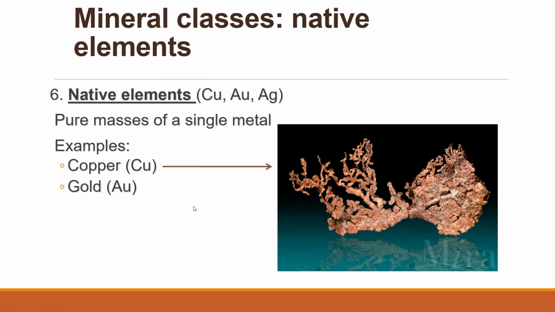We can also have native elements. So a native element is where it's just that element, and then it's solid at surface temperature. So these tend to be metals. So Cu is copper.